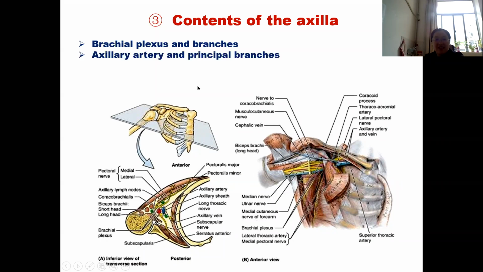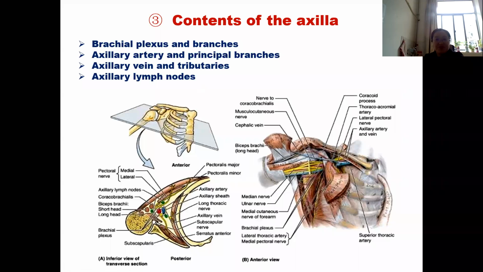So we briefly review this structure. We have also spent quite a lot of time on these structures in our systematic anatomy, but I think maybe most of you have forgotten them. So here we review this.